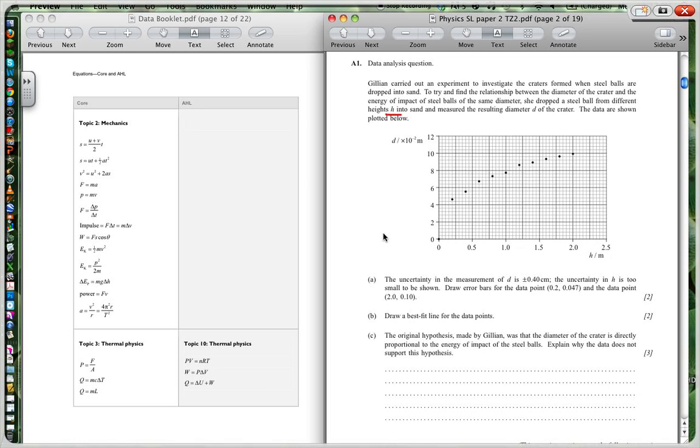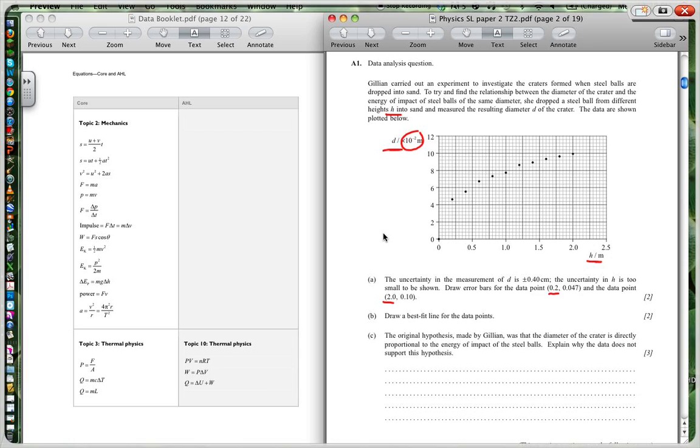So this is your direct data. We have our independent variable, the height from which you dropped it, and our dependent variable, our diameter. We have a multiplier here, 10 to the minus 2 meters. The uncertainty in the measurement of d is plus minus 0.40 centimeters. The uncertainty in h is too small to be shown. Draw an error bar for the data points (0.2, 0.047) and (2, 0.10).